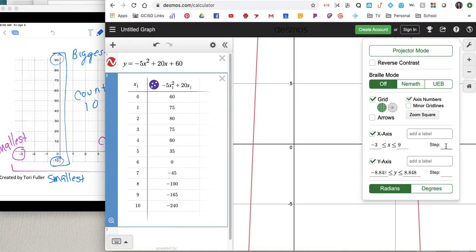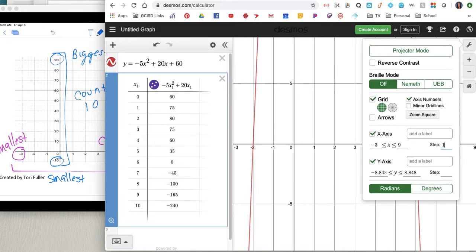Step tells you what you want to count by. I want mine to step every 1, okay? That tells me where it puts the lines. Let's do the same thing for the y-axis.